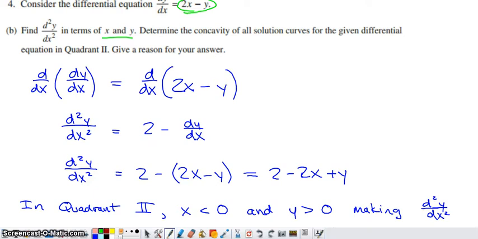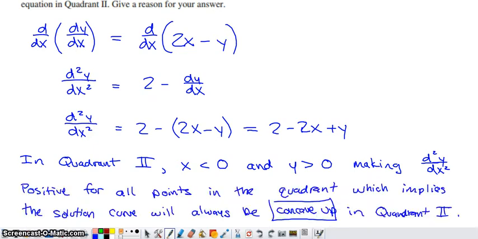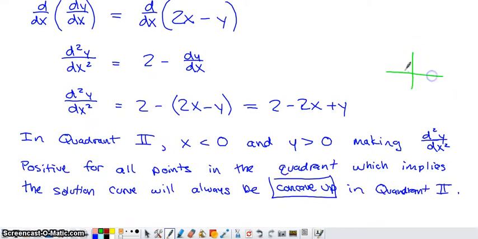And then it wants us to figure out what's going on with our solution curves in quadrant 2. Well, if you think about quadrant 2 up here, it has x coordinates that are negative and y coordinates that are positive. So if x is negative, -2 times a negative makes this term become a positive term. And then y is positive, so 2 plus something, since it's a negative times a negative, and then plus another positive value, that's going to indicate that our second derivative is always positive in quadrant 2. And when the second derivative is positive, that's going to mean that your curve is going to be concave up wherever you see it in quadrant 2.